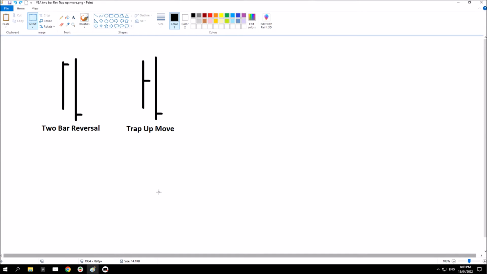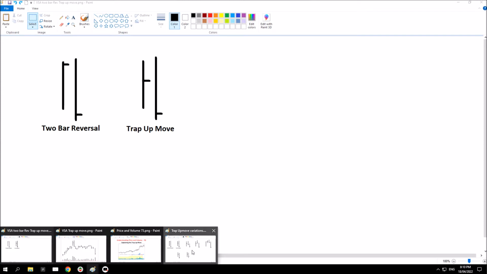A trap up move can occur naturally or organically in a market, but more likely I tend to find them associated with futures markets and foreign exchange markets, where the big professionals play a big part in the market. And also in speculative stocks, like small mining stocks, where active professionals or speculative professionals are taking part.